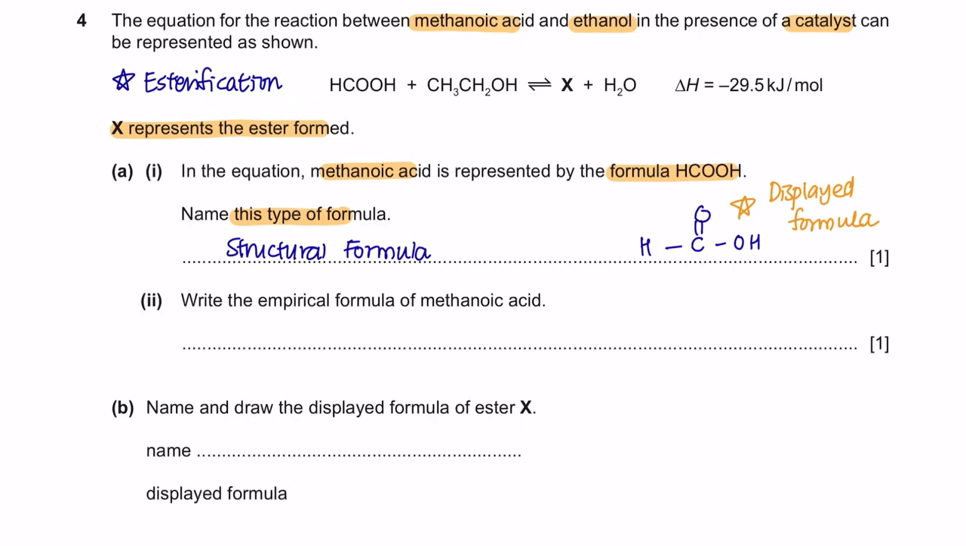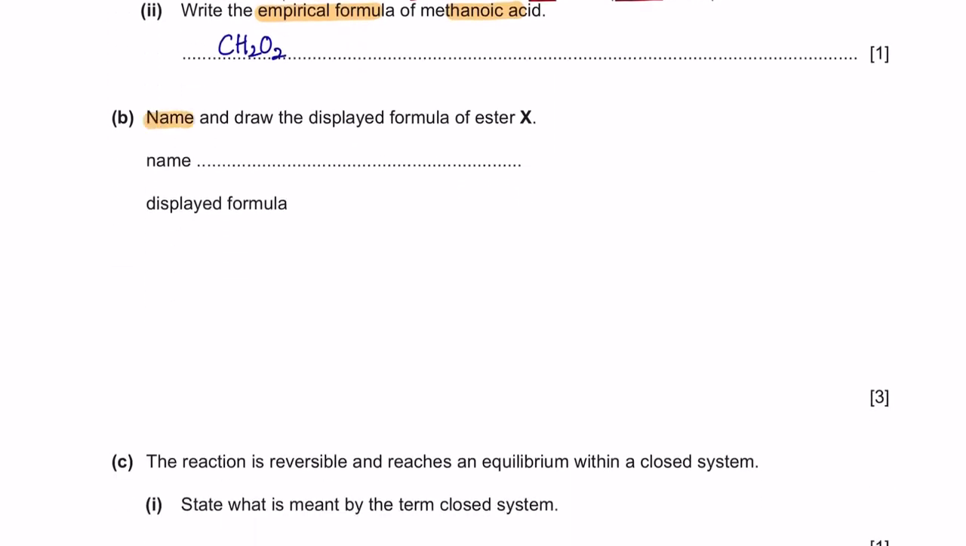Next, part 2. Write the empirical formula of methanoic acid. Empirical formula can be defined as the simplest whole number ratio of the different atoms or ions present in a compound. So the empirical formula for methanoic acid, CH2O2. Next, question B. Name and draw the displayed formula of ester X.